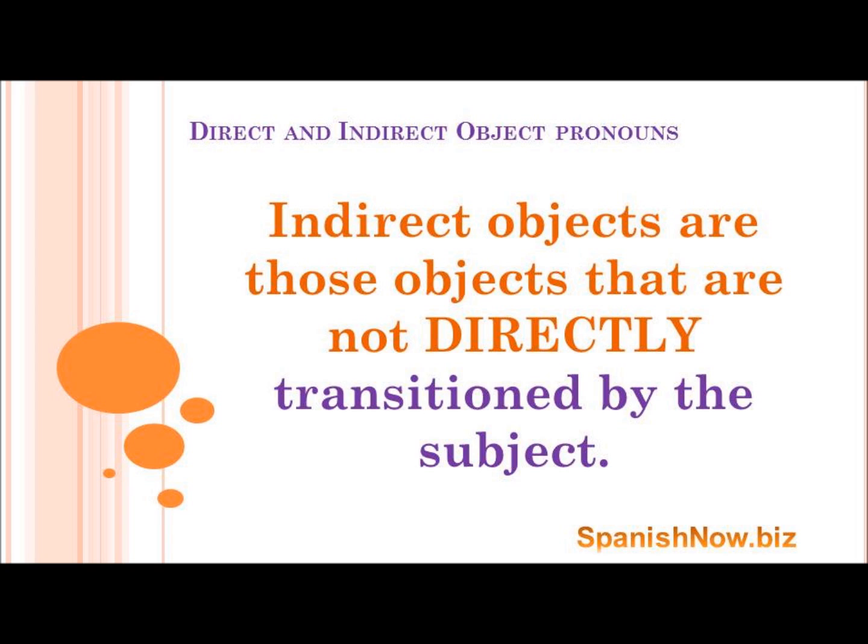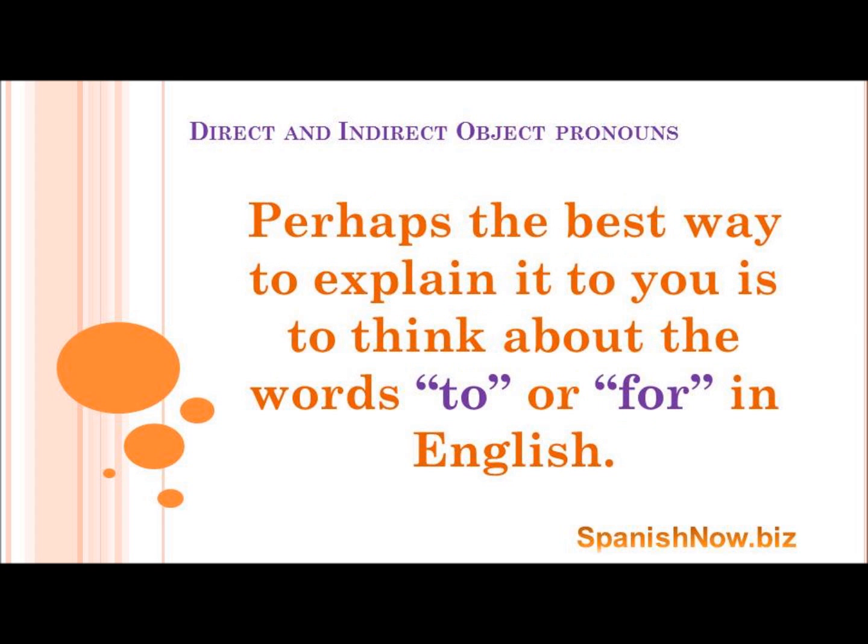But what's an indirect object? An indirect object does not have that direct transition. So what we have to do is add a preposition to it. In English, we would say something like, I give the letter to the mailman. So in this case, we're using the preposition to. I've got a Christmas gift for you. Right there is an indirect object pronoun because I'm saying you. But in any case, we're using the prepositions to and for.